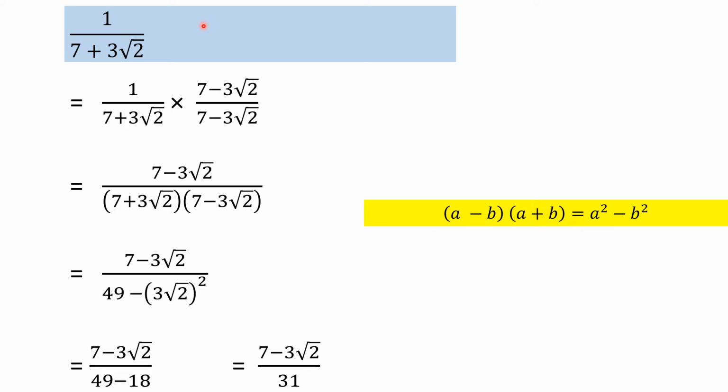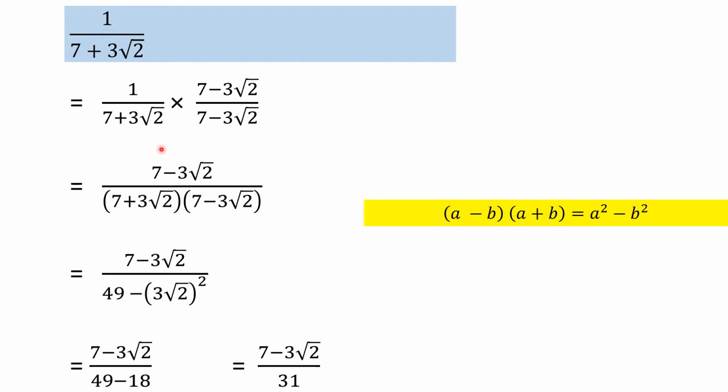First step is I have to look at the denominator of the number and select the conjugate of the denominator, right? So the conjugate of 7 plus 3 root 2 is 7 minus 3 root 2, right? We have seen in the previous class how to find the conjugate. You just have to reverse the sign, right? So 7 plus 3 root 2 will be 7 minus 3 root 2, right?